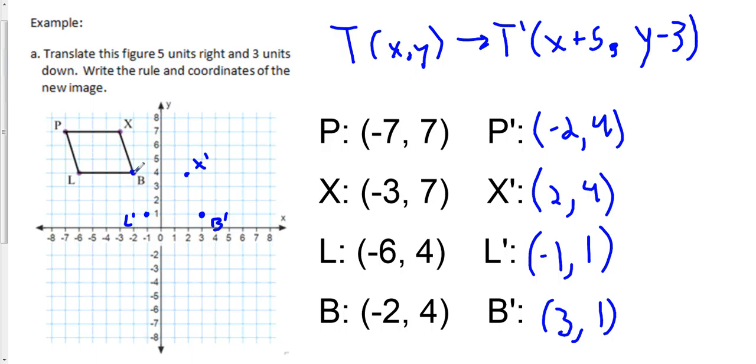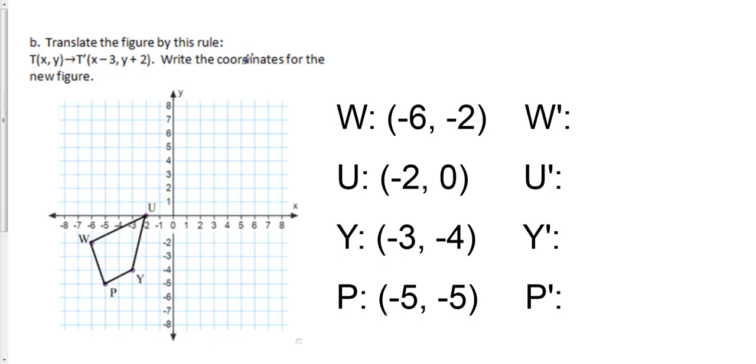It's actually right on top of B there. And these ones connected make our new image. And we can see the whole thing was just slid 5 to the right and then 3 down. So if we need to use a rule like this to translate it or slide it, we would literally just plug in whatever we had here, subtract it or add it accordingly, and that's how we'd find our new pieces, and then we can draw it in there.